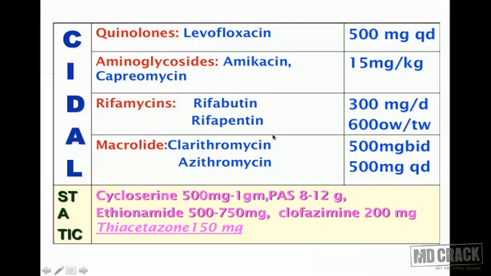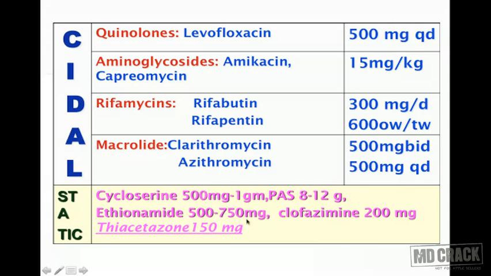Next, macrolides, clarithromycin 500 milligrams 2 times a day, and azithromycin has got a long half-life, so 500 milligrams just every day. Next we come to the second line static drugs. There's a least chance that you will pick up from this. There is cycloserine, 500 milligrams to 1 gram. Para-aminosalicylic acid, which was used once upon a time, but we have kept it in the second line drugs. That's 8 to 12 grams.